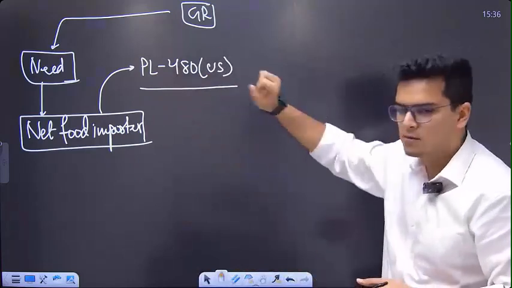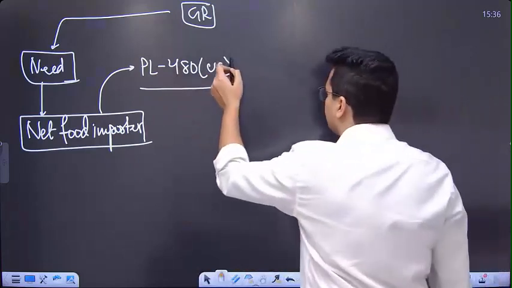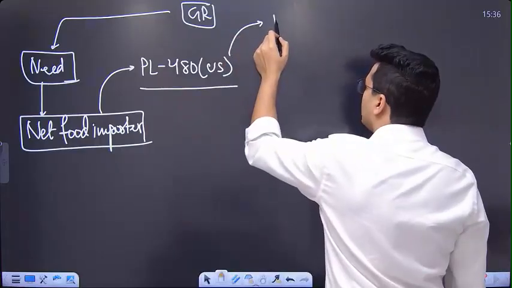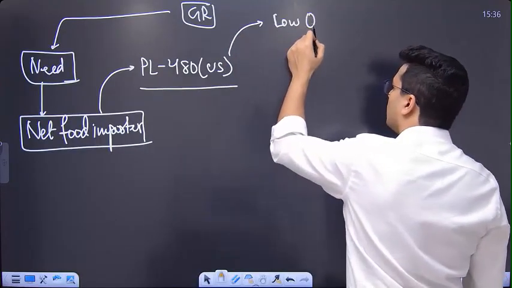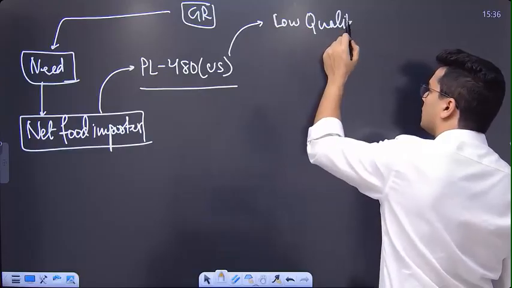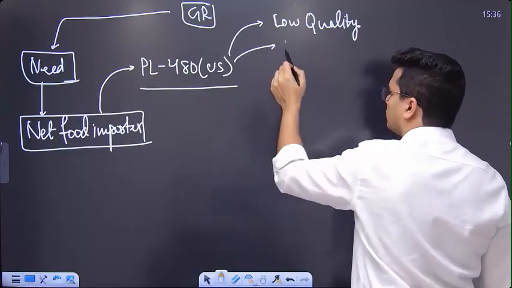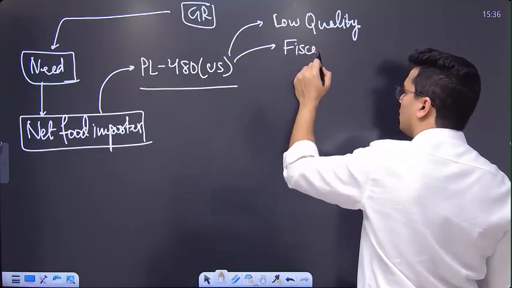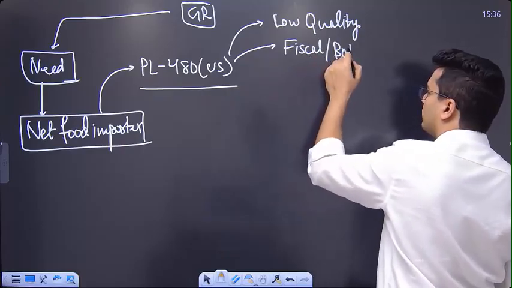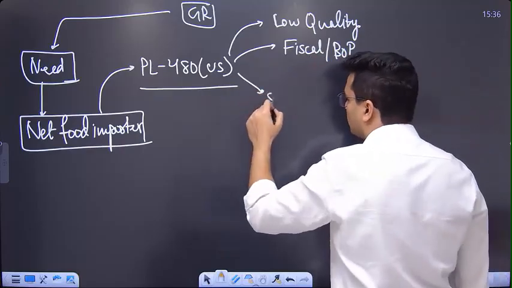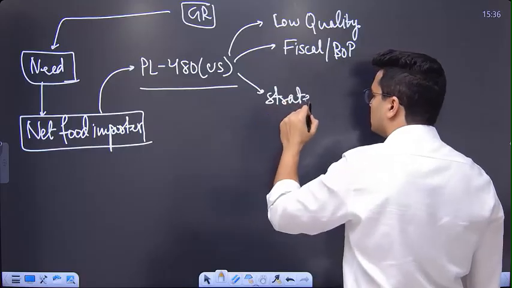Now, there were two problems here. Firstly, it was seen that PL 480 always gave us low quality food grains. Of course, there was also a fiscal issue, a balance of payments issue because we were importing. And the main problem was of our strategic autonomy.